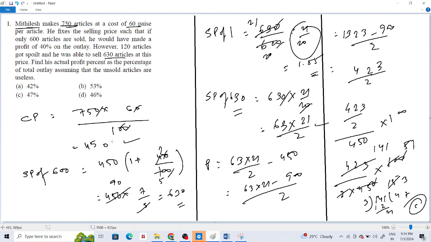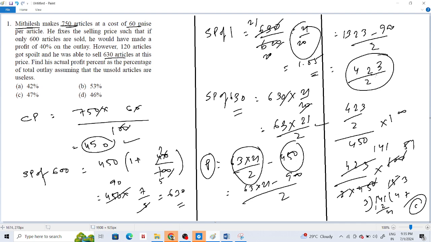Now see, this much money he has already invested, right? While preparing 750 articles, 450 rupees he has already invested. So what is the profit? The profit is 663 to 21 by 2 minus 450. Okay. So on calculating we are getting 423 by 2. So this is the profit, right? This is the SP minus CP. So on subtracting we get 423 by 2.